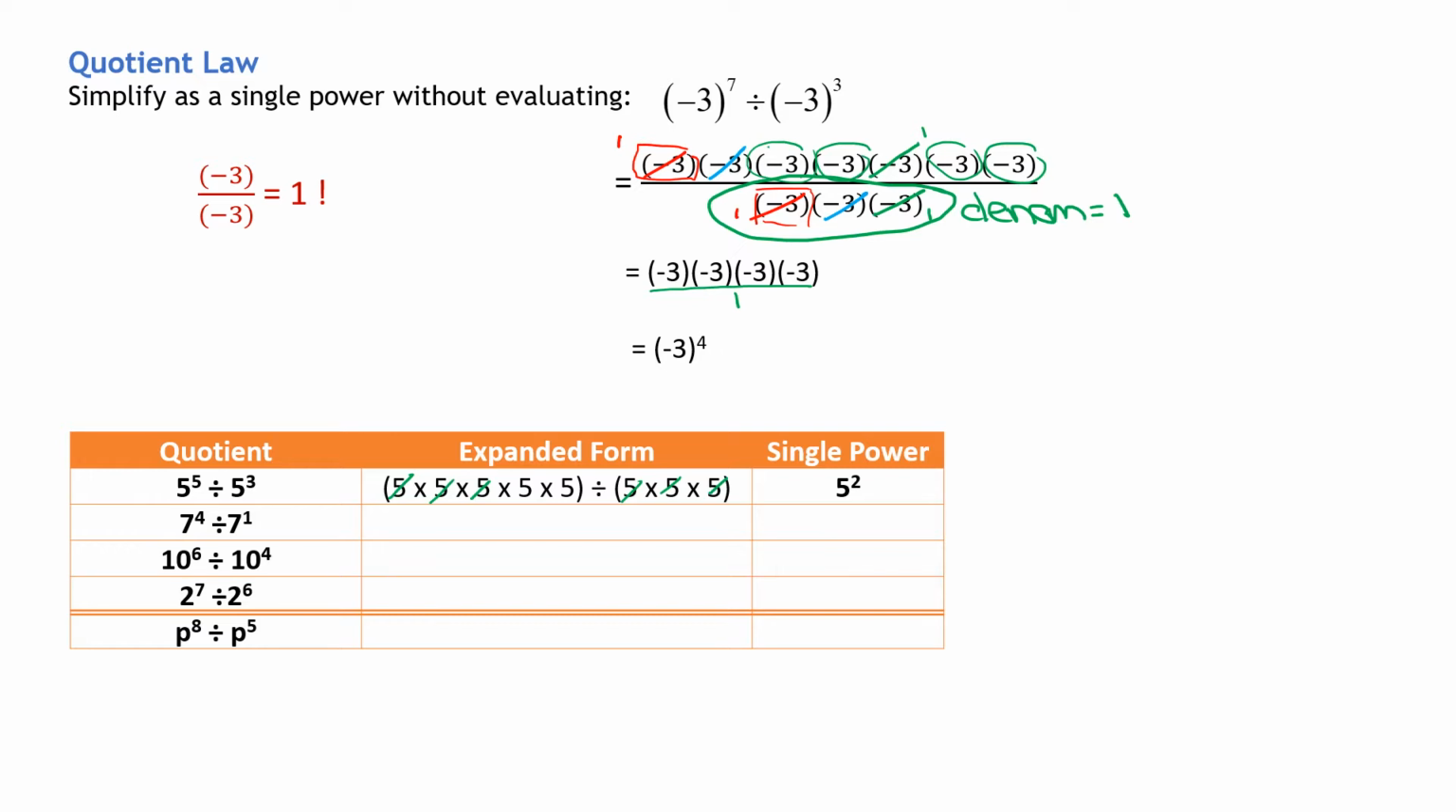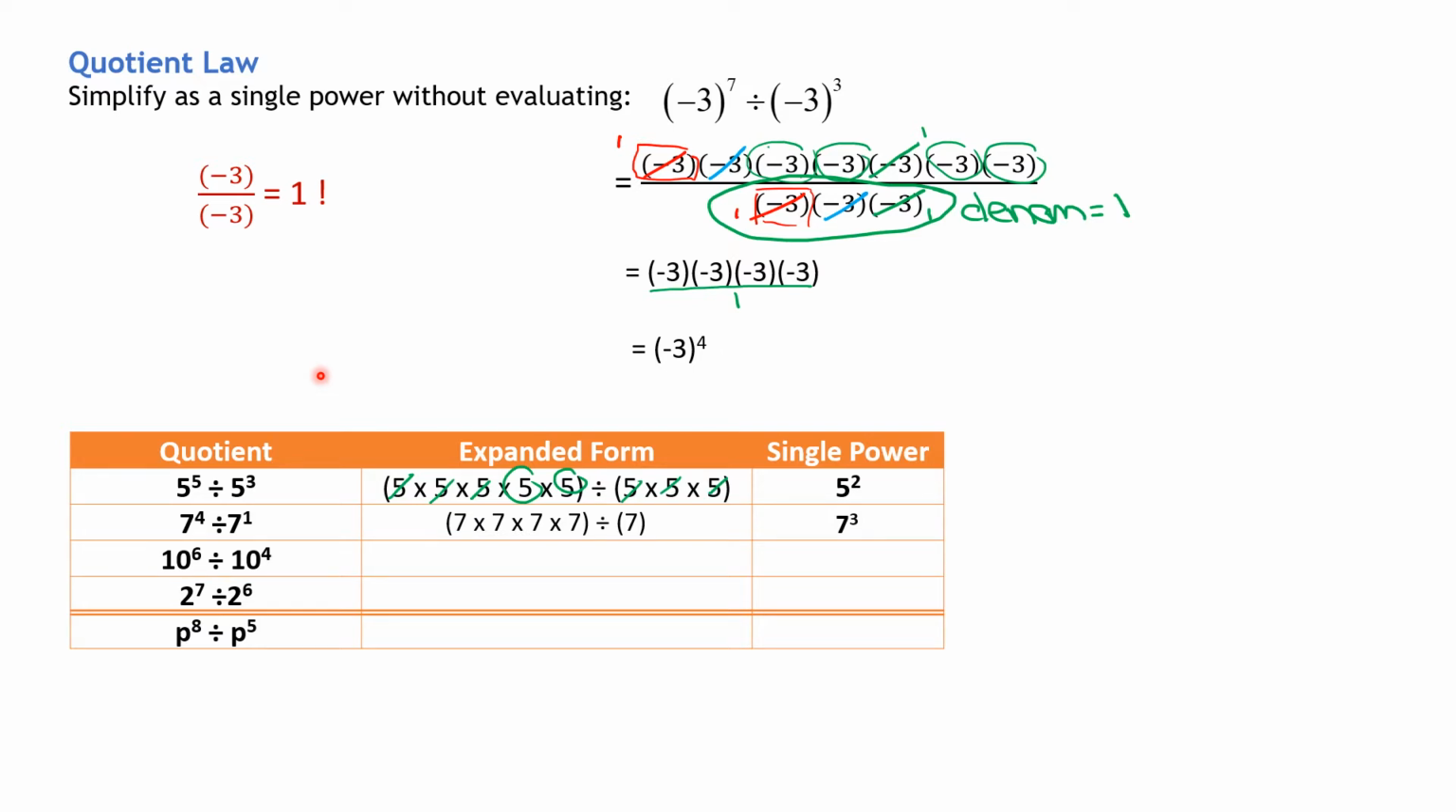So all I have left on this first one in the chart is this 5 and this 5, which is 5 to the power of 2. The instructions say single power, so I'm not going to write that as 25. I'm leaving it as 5 to the power of 2. Let's look at the next one. We've got 7 to the power of 4 divided by 7 to the power of 1. So that's 4 7s divided by 1 7. This 1 7 can cancel with one of these. That leaves me with 3 7s in the numerator still.